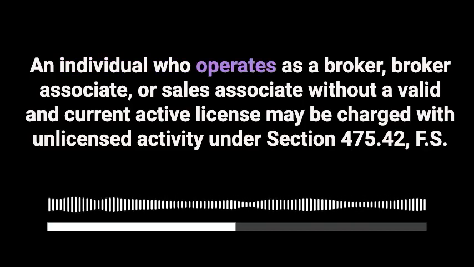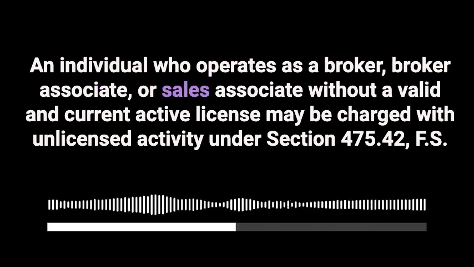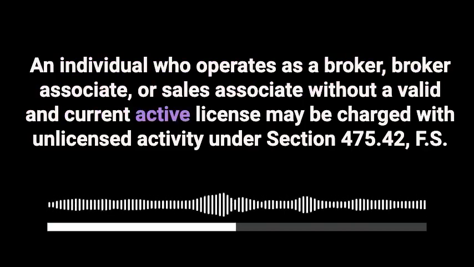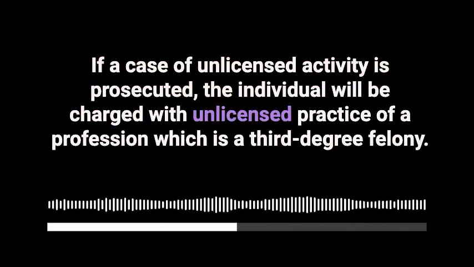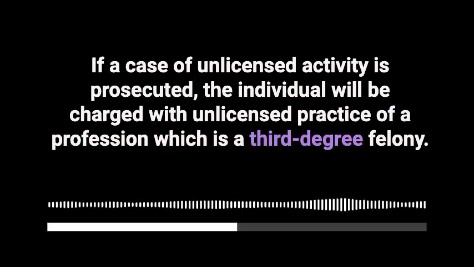Unlicensed activity includes providing real estate services for compensation without an active real estate license. An individual who operates as a broker, broker associate, or sales associate without a valid and current active license may be charged with unlicensed activity under Section 475.42 FS. If a case of unlicensed activity is prosecuted, the individual will be charged with unlicensed practice of a profession, which is a third-degree felony.